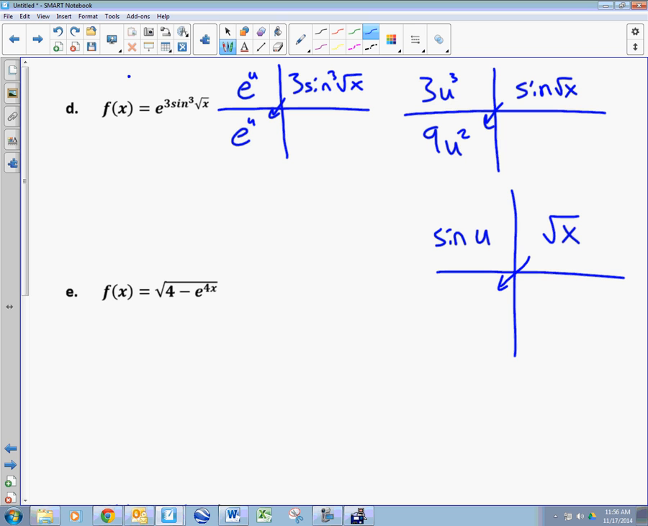Derivative of sine of u: cosine of u. Derivative of the root of x: 1 over 2 roots of x. If we multiply those together, cosine will be on the top. We have cosine of the root of x over 2 roots of x.